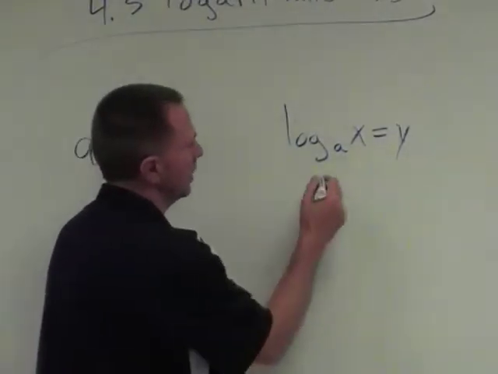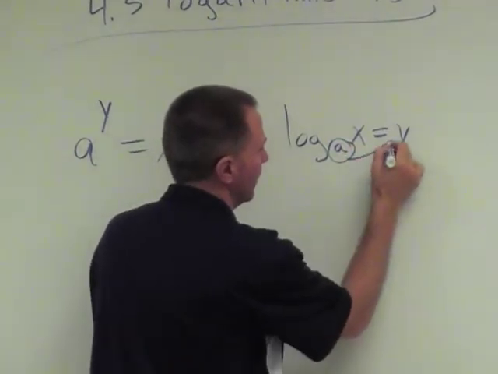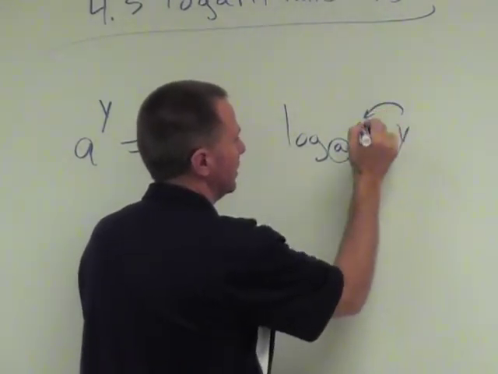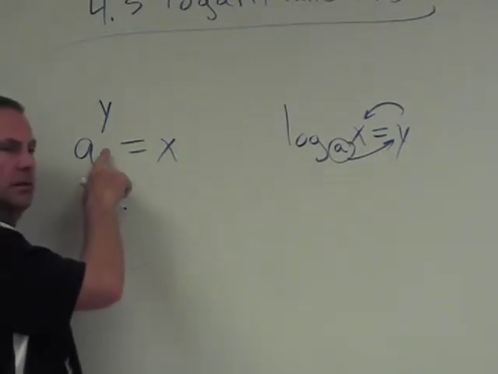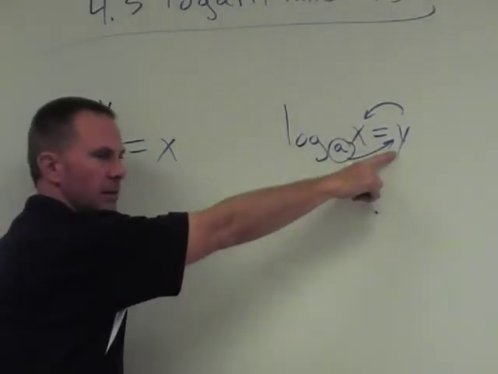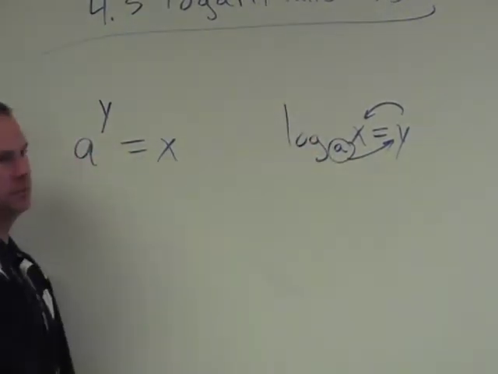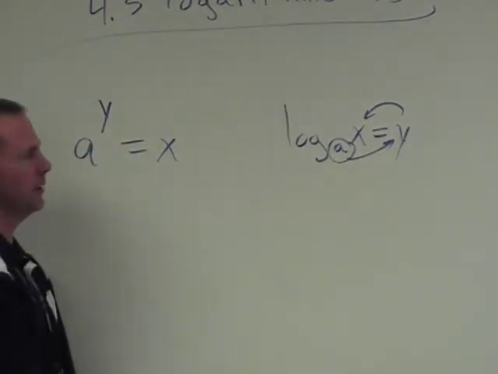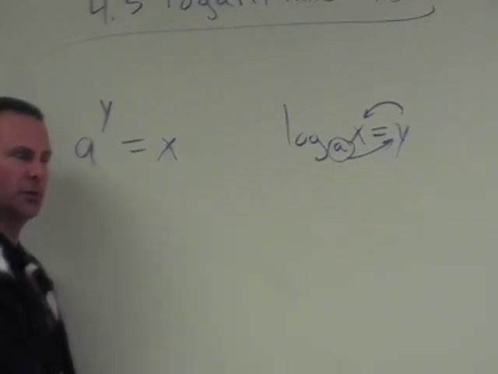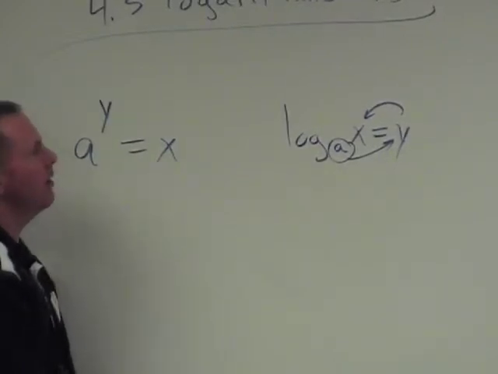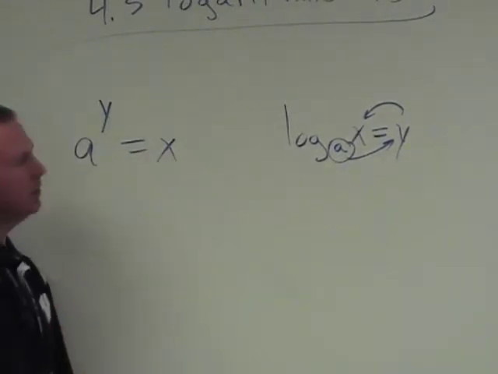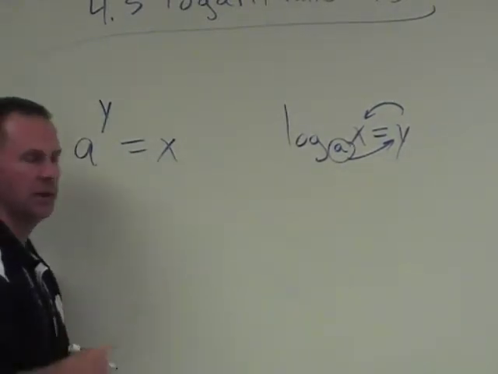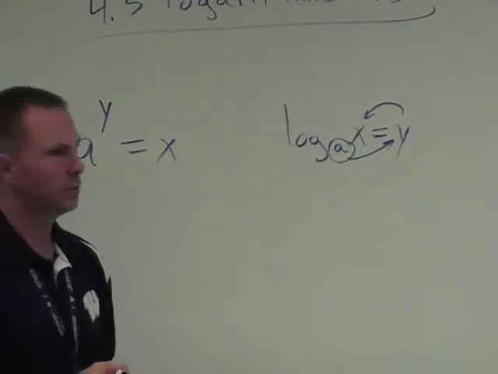Here's what you were taught. The base raised to that power equals that. A to the y equals x. A little history for you in your book. If you want to read that, go right ahead. That's where it all came from. Now, having said that, we're going to go back and forth between the two and review what some of the shortcuts were that you were taught.